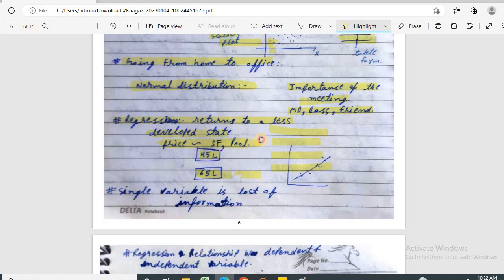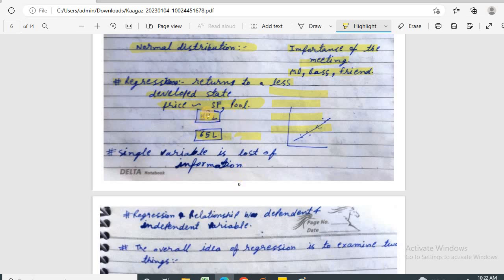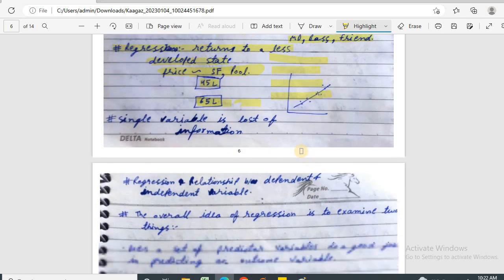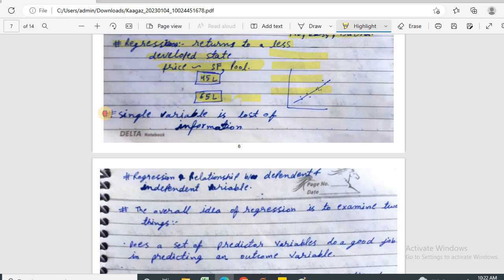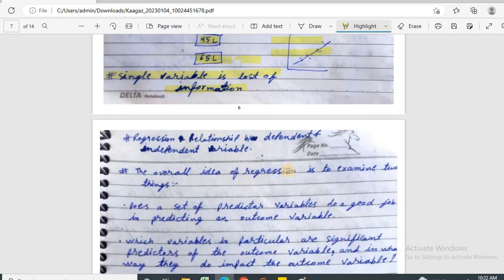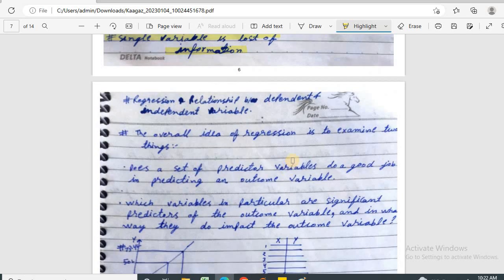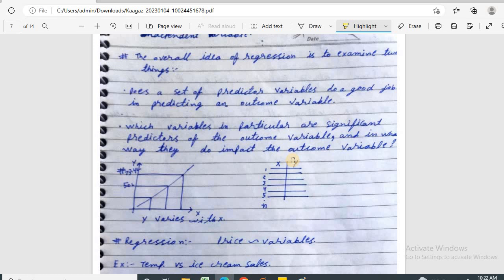Maybe there are many other factors on which the price may depend. So a single variable means a loss of information, like we are losing a lot of information. So this is the thing.